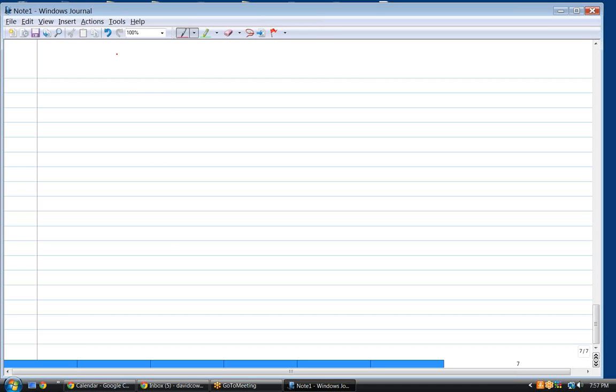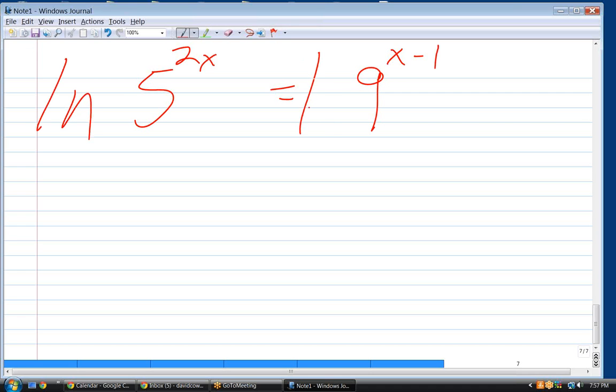This one is 5 to the 2x equals 9 to the x minus 1. Okay. What should I do here? Could you take the natural logs of both sides? That's a good start. And the reason it's a good start is because our variables are in the exponent. When your variable is in the exponent, it's no longer an algebraic equation, and it can't be solved algebraically. It can only be solved through logarithms.